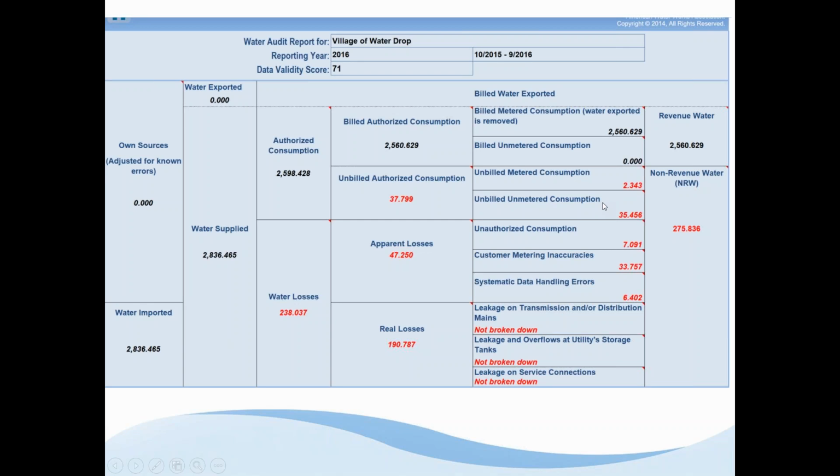You can see what each area where problems are, or where they track stuff. And as you can see on their leakage end of it, on their real losses, they did not have any breakdowns. They did not keep as good a records on that information, what's happening in their real losses.